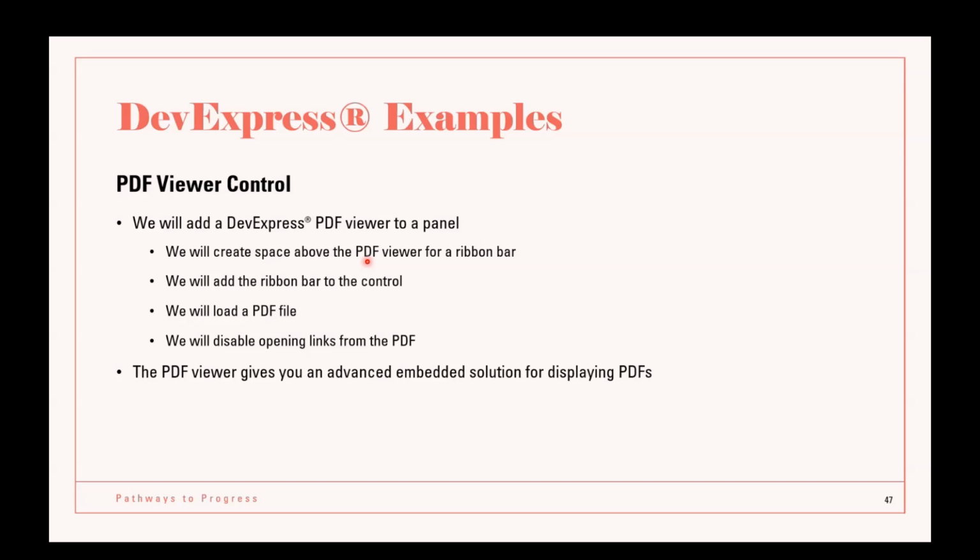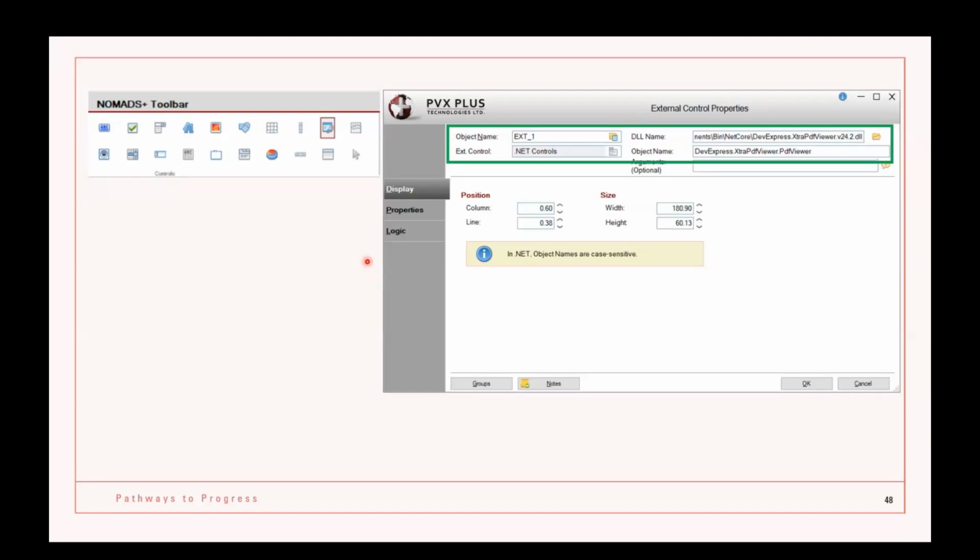The benefit of the DevExpress PDF viewer control is it's a fairly advanced embedded solution for displaying PDFs that may offer more features than just opening things up in a browser. So just like before, from Nomad's Designer, we can click our external controls and draw a rectangle as big as our screen, and then select .NET controls. And this time we're passing in the path to the DLL for our PDF viewer. And we're specifying the namespace and object name for our PDF viewer object. All that came from the DevExpress documentation.